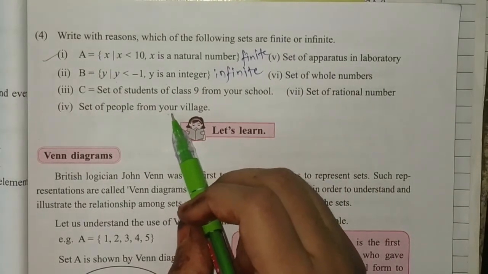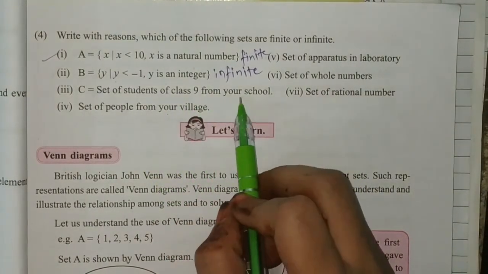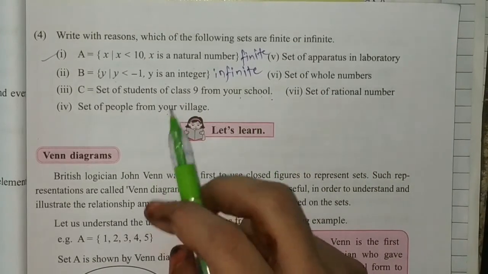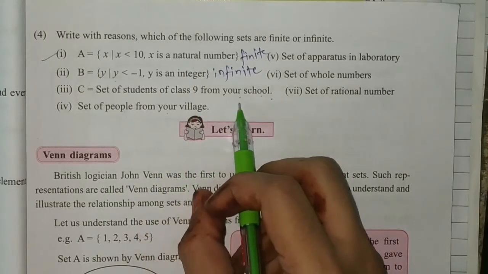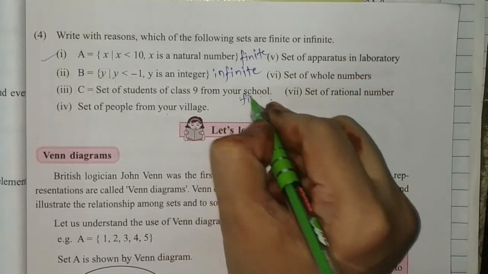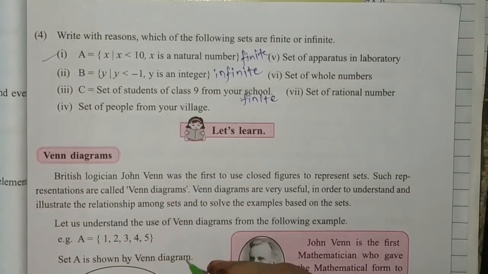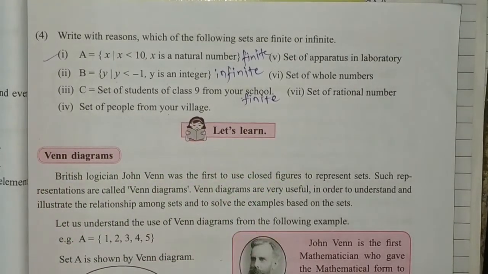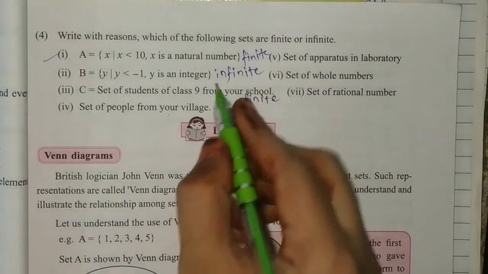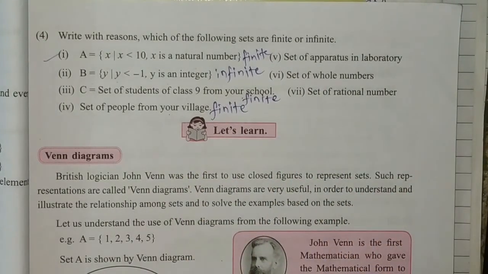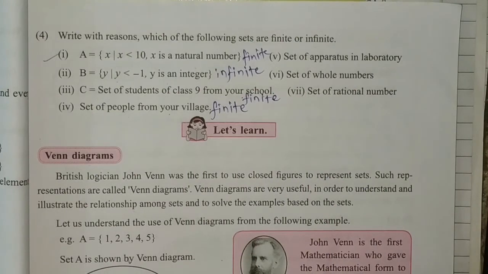Next we have set C, the set of students of class 9 from your school. Everywhere we can count the number of students in a classroom, in a school, in a university. This is countable, so students of a class we can count. So it becomes a finite set because the elements are countable here. Set of people from your village. Again, in a village, the number of people is always countable. It will also become a finite set. Finite means the elements are countable in a particular set.